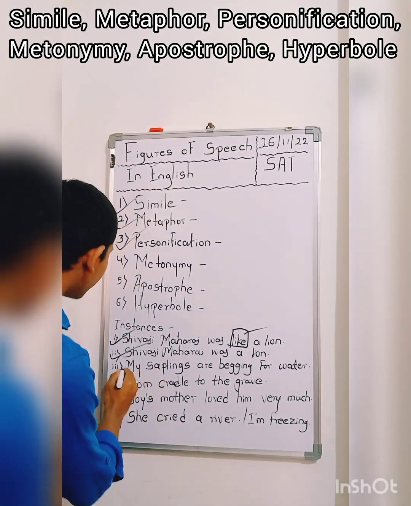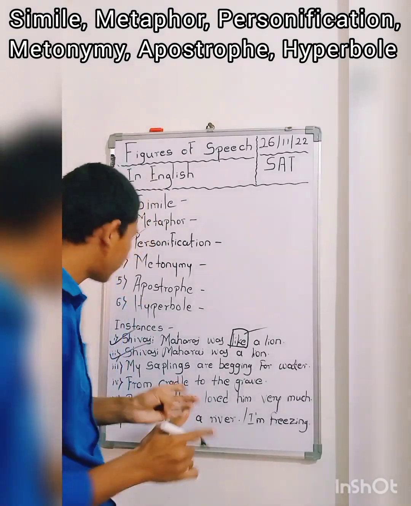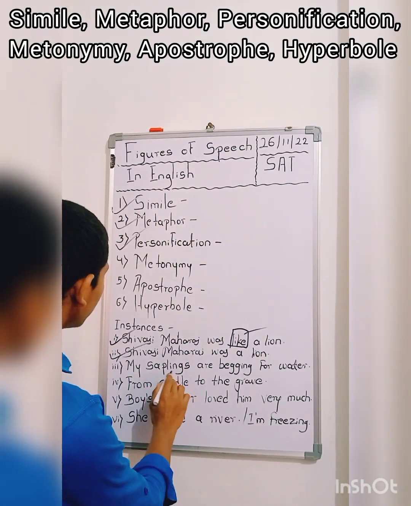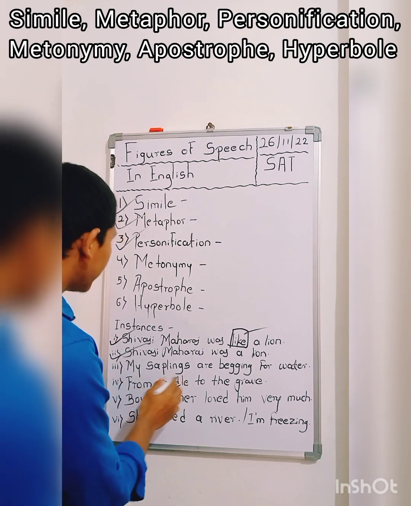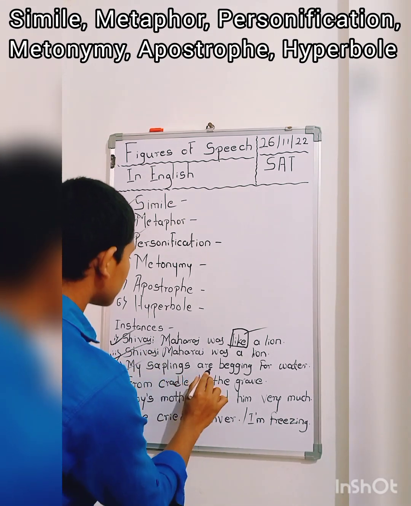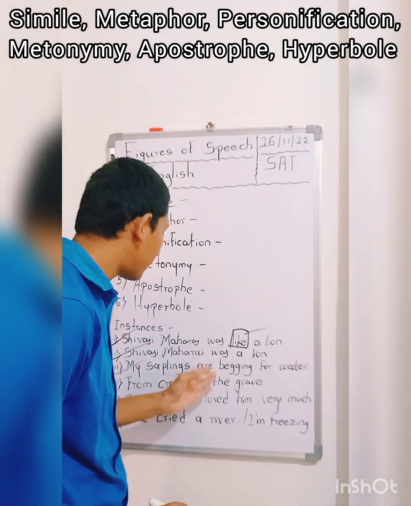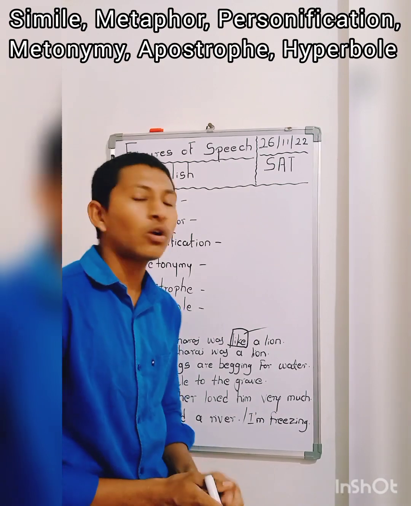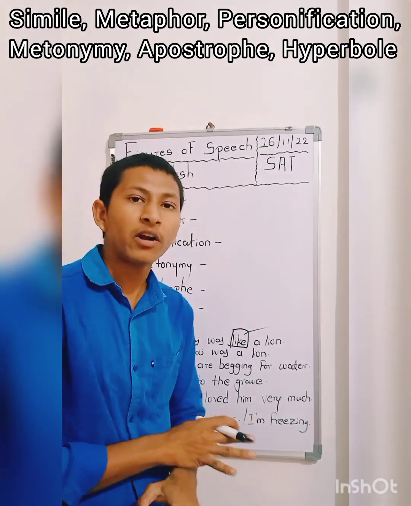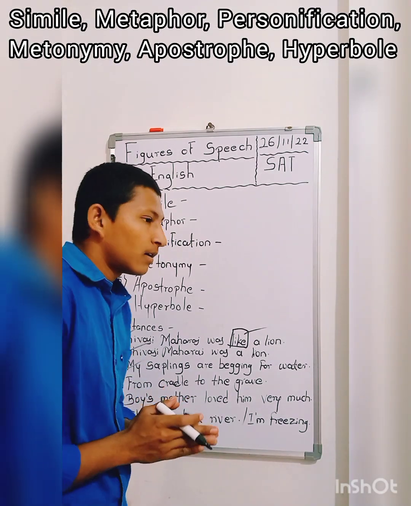These examples will make things clear to you. I will read the example here. Third one: my saplings are begging for water. Actually those saplings are not begging, but we are explaining it that way.